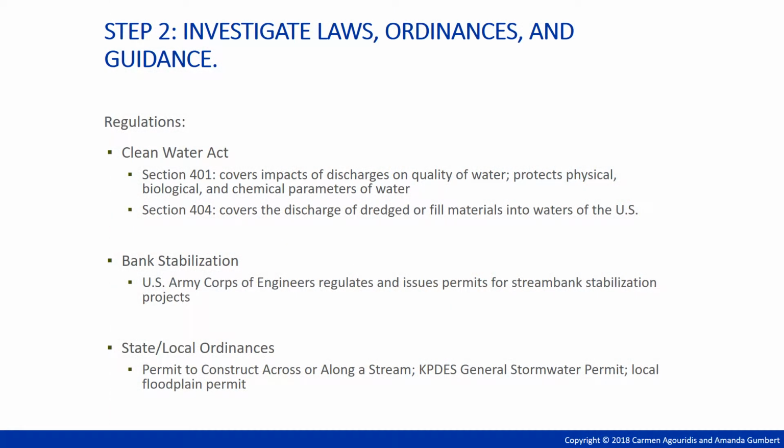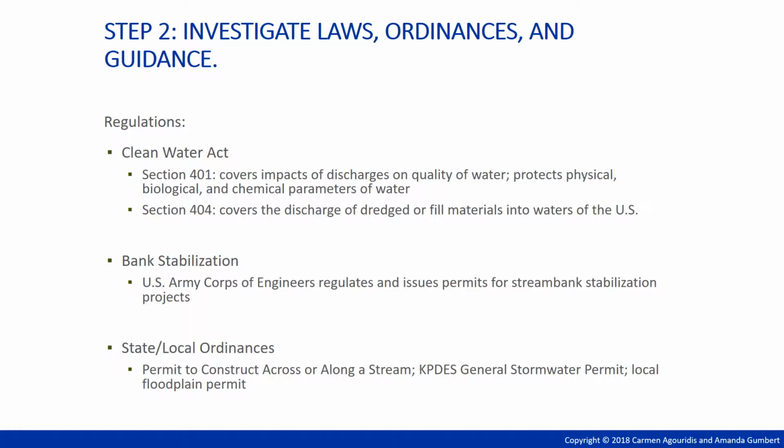Before you start any type of stream improvement project, it is important to understand local, state, and federal laws, regulations, and ordinances that may impact your project. The Clean Water Act of 1972 is the federal law that protects water resources in the United States so that streams meet their designated uses of swimming, drinking, or fishing. Sections 401 and 404 are most relevant to stream improvement projects.